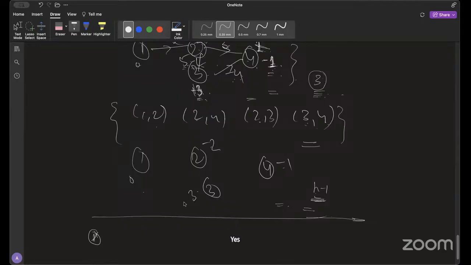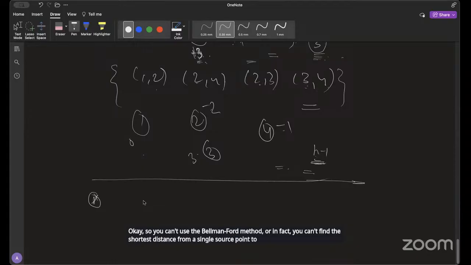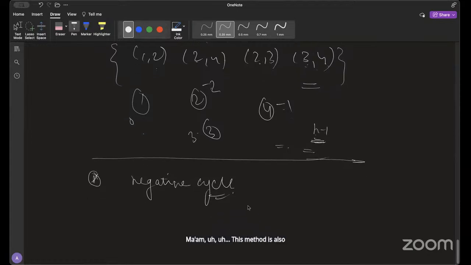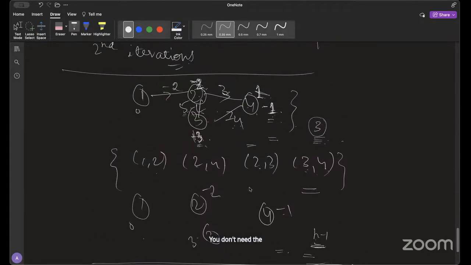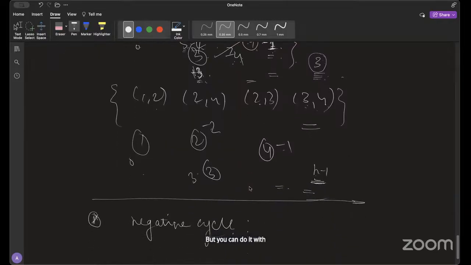Yes, ma'am. Okay. So you can't use the Bellman-Ford method, or in fact, you can't find the shortest distance from a single source point to other vertices in the graph, if you have a negative cycle. Ma'am, is this method also evaluated by drawing a table, just like the previous algorithm? You don't need the tables here. It's actually better without a table. But you can do it with tables too. Okay, ma'am.